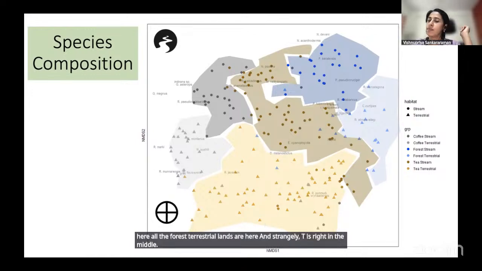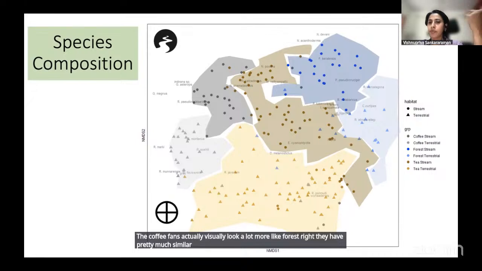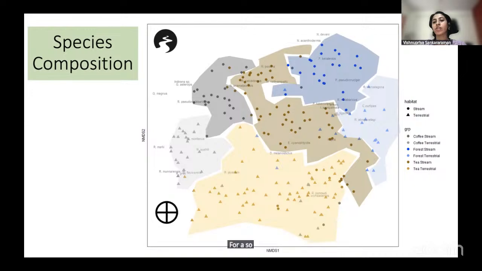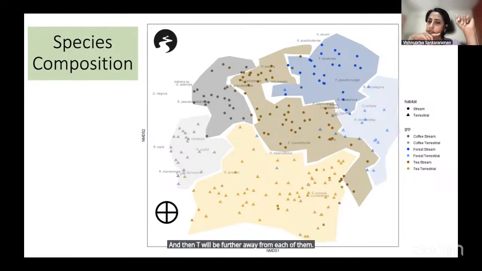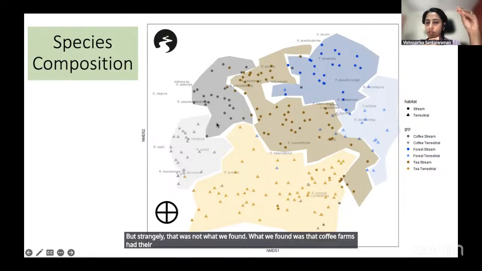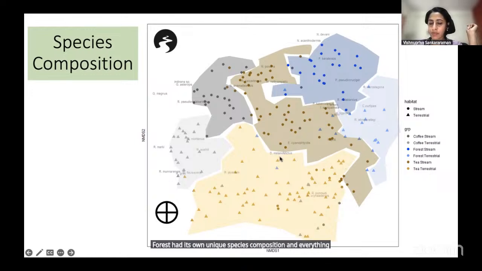This was unexpected for me because if you think about it, the coffee farms actually visually look a lot more like forests. They have pretty much similar tree cover, and the streams are much more alike than a tea stream is to either of them, or a tea landscape is to either of those forests or coffee. So I thought coffee and forest would be more similar, those polygons would be closer, and tea would be further away from each of them. But strangely, that was not what we found. What we found was that coffee farms had their own unique species compositions. Forest had its own unique species compositions. And everything in the middle actually are really common.